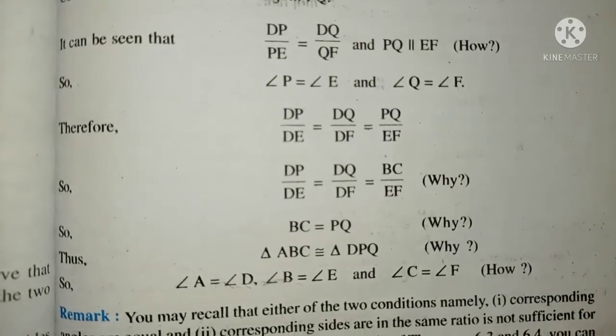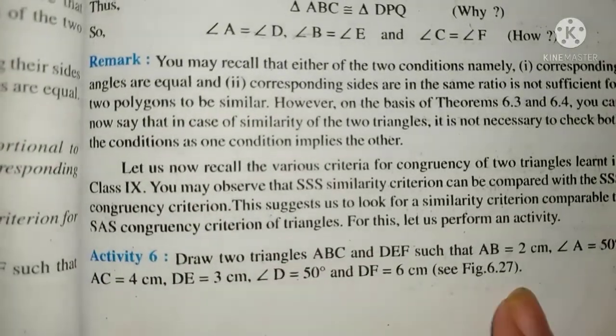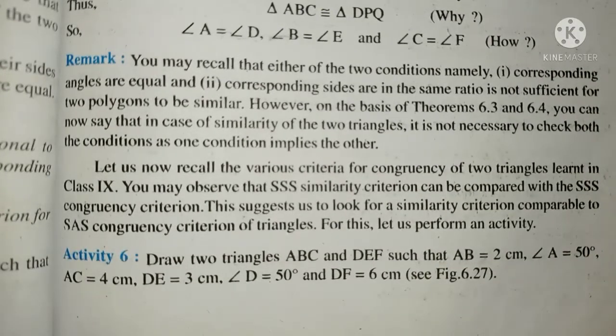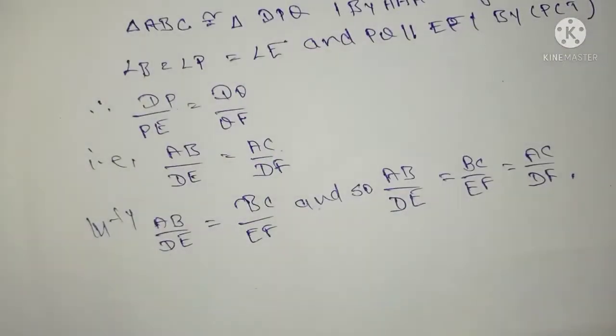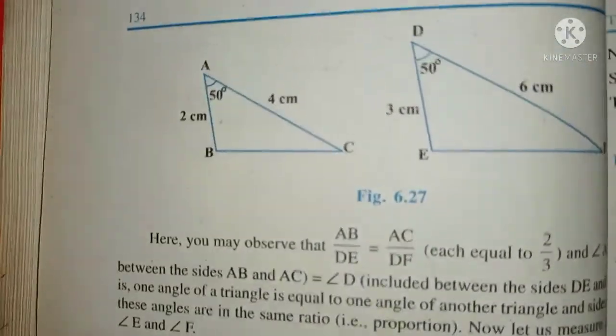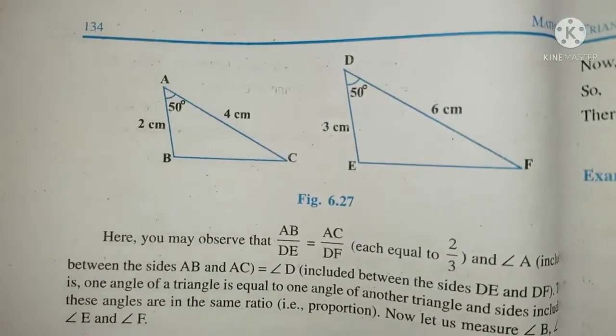Here you can see it is given and fully explained. You can read it once. Then Activity 6 comes, which is at the last. You can see: draw two triangles ABC and DEF such that AB is equal to 2 cm, angle A is equal to 50 degrees, AC is equal to 4 cm, DE is equal to 3 cm, angle D is equal to 50 degrees, and DF is equal to 6 centimeters. And according to this, on the next page the construction is given. You can read it, or we can see it in this video.